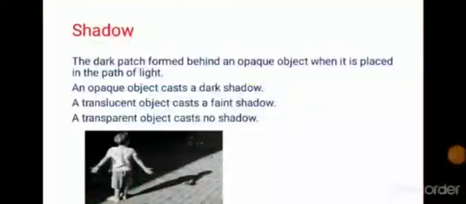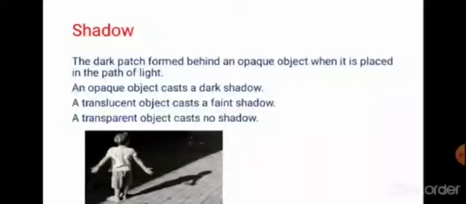Shadow. Shadow formation is one of the applications of rectilinear propagation of light. When an opaque object is placed in the path of light, the rays of light are blocked and prevented from going behind the opaque object. Thus, a dark patch is formed behind the object on a surface such as wall. This dark patch formed behind an opaque object when it is placed in the path of light is called a shadow. An opaque object casts a dark shadow.